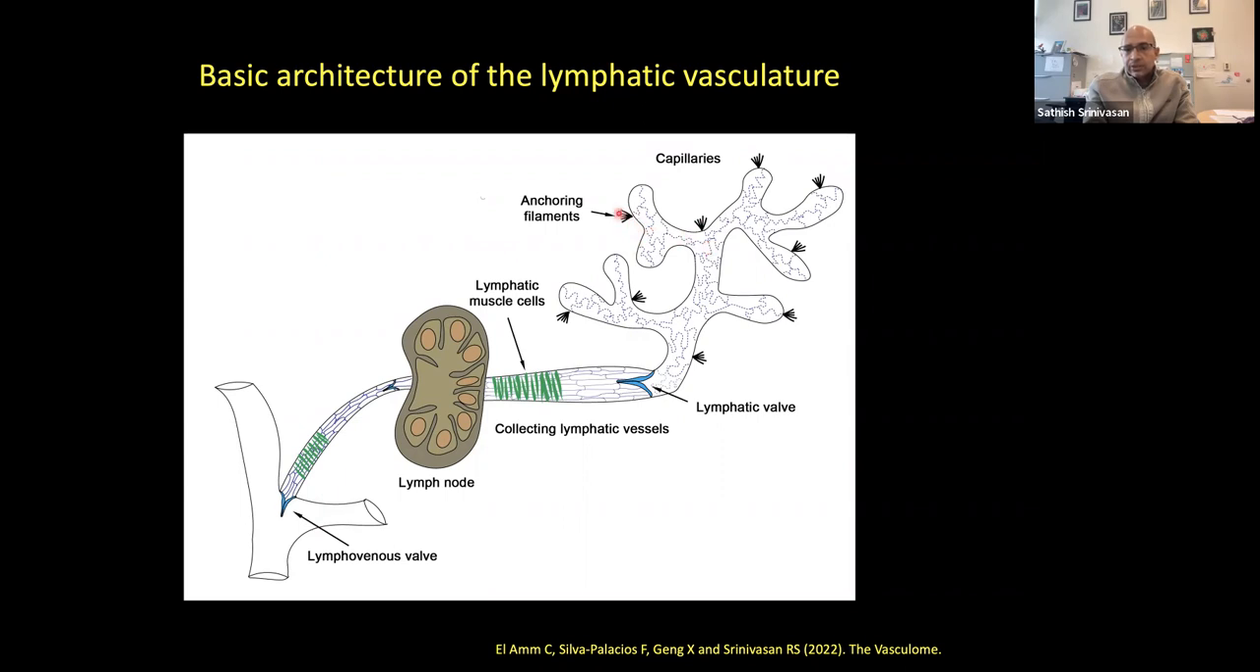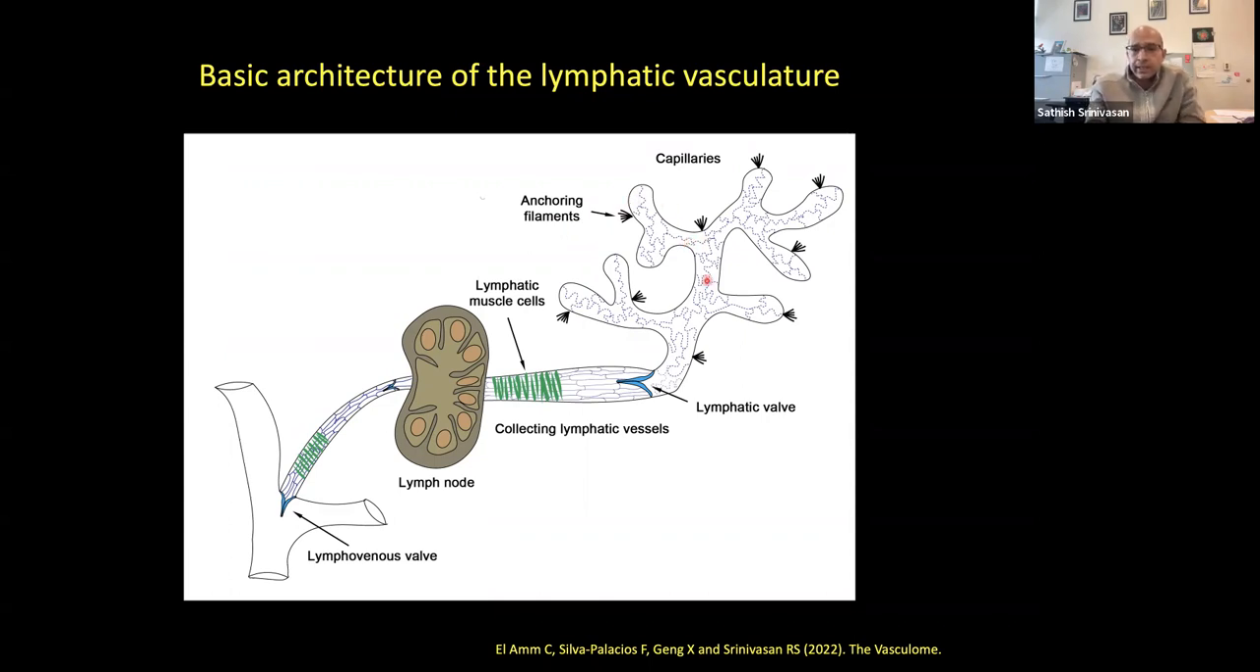And there are these structures, I don't know whether to call them hypothetical or real. There are some electron microscopy images that seem to suggest that these structures known as anchoring filaments are critical for the opening and closing of lymphatic capillaries. But these are poorly understood, and there are very limited studies exploring the role of these structures.